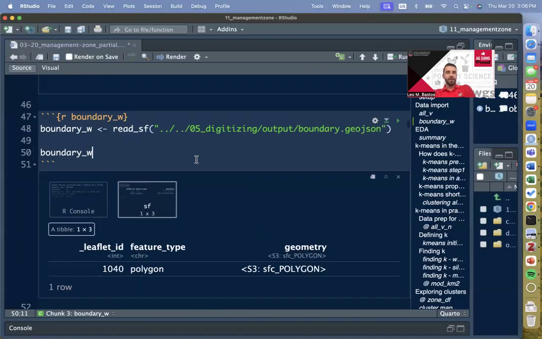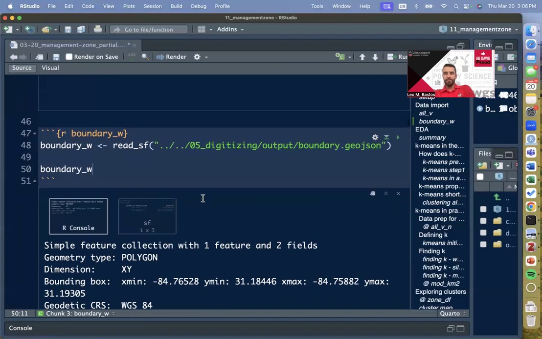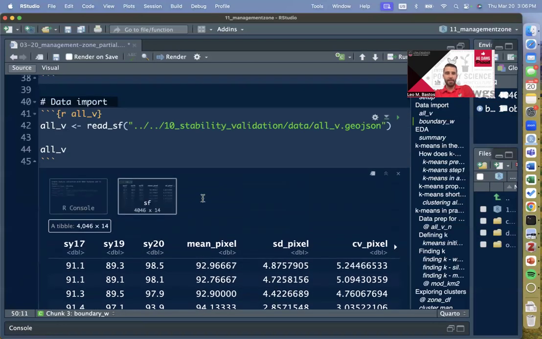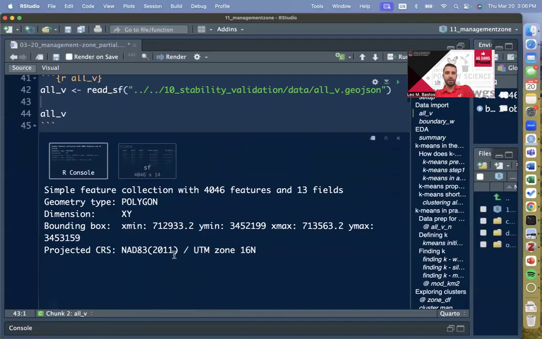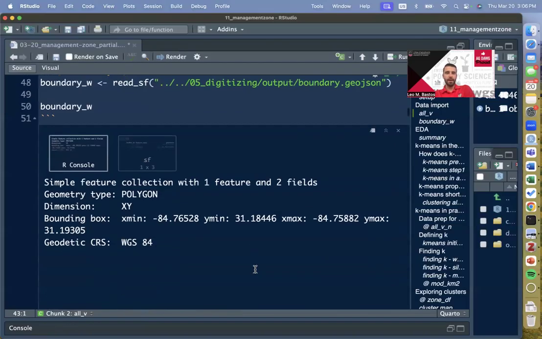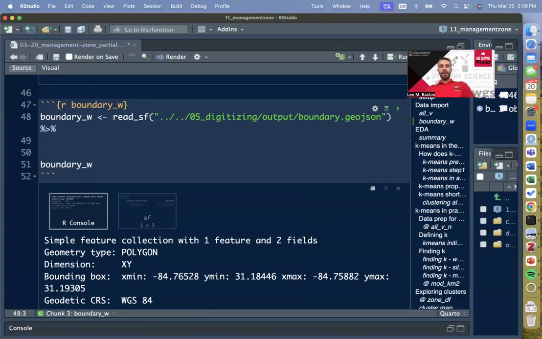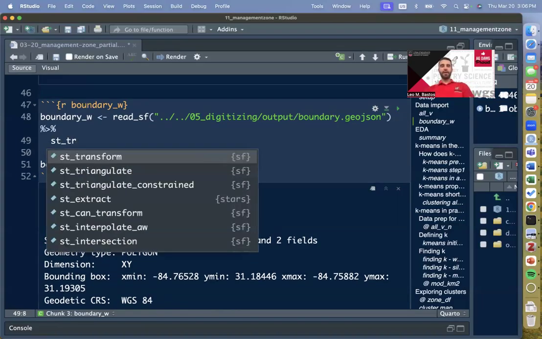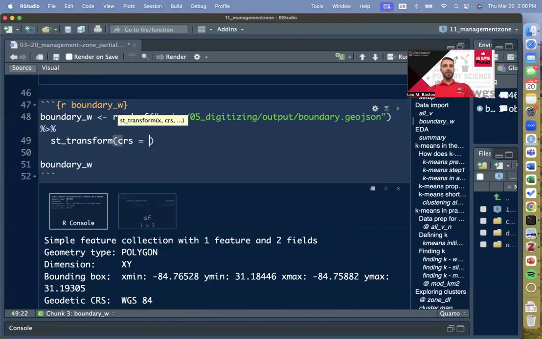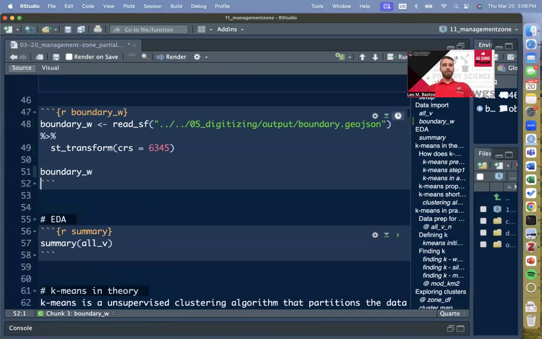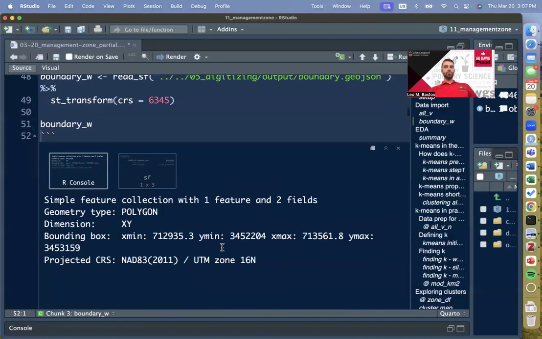Also, let me make sure that all of our layers are in UTM. The first one here, all_v, is UTM, so we don't have to worry about it. But our boundary is not. Our boundary is WGS84, so we're just going to transform it. Give it a pipe. We're going to call st_transform, as you're probably already familiar with, with crs equals 6345. So that transforms it to UTM zone 16 north.